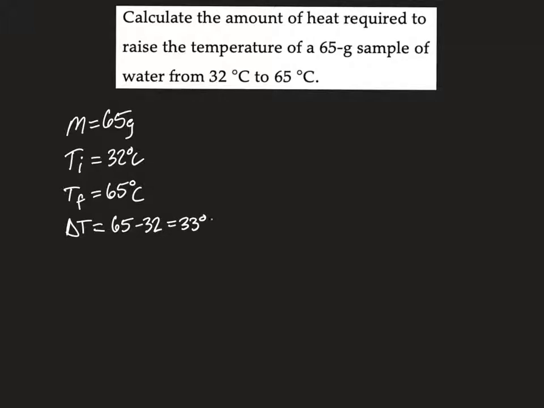The temperature is going up in this reaction, so we know it's an endothermic process. We also know that we are raising the temperature of water, so we need to know the specific heat of water, which is 4.184 joules per gram degree Celsius. So for this type of problem, we're going to use the equation Q equals mc delta T, where Q is the heat, m is mass, C is specific heat, and delta T is temperature.